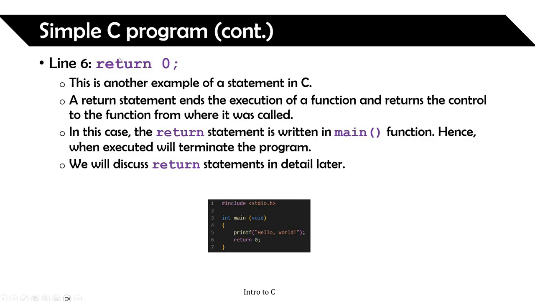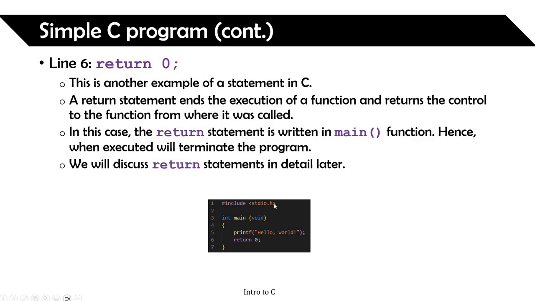And the last line that we saw is return 0. Again, every line in the main program is a statement, so this is another statement. The return statement ends the execution of a function and returns the control to the function where it was called. You will see this when we learn functions. I know you find it difficult to understand this, so when we look at functions, then we will know.